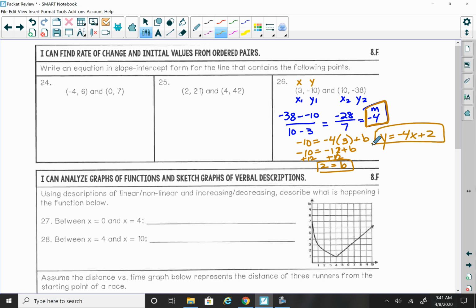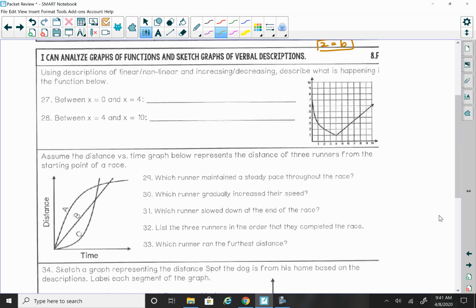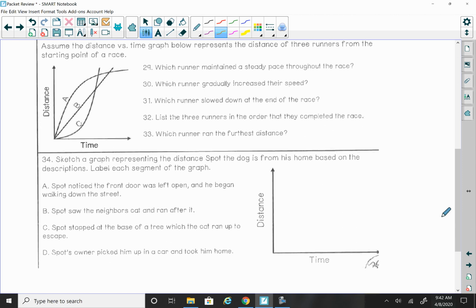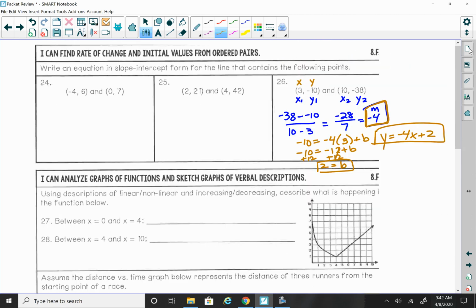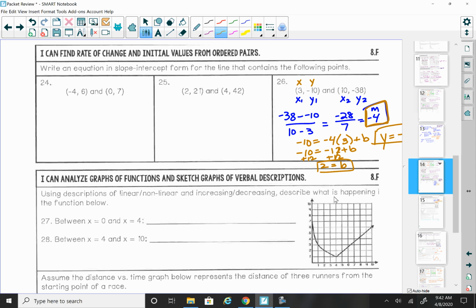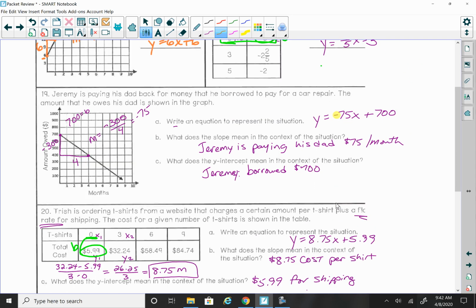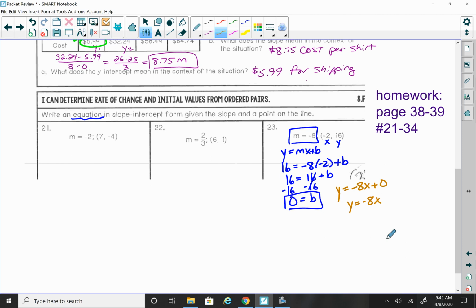Both of those problems came out of lesson 5, but your homework goes all the way down here. This bottom part is lesson 6, so it goes all the way up through 34. Just a quick reminder that your homework is the last part of this review, pages 38 and 39, 21 through 34. And again, I did 2 problems for you to help you get started.